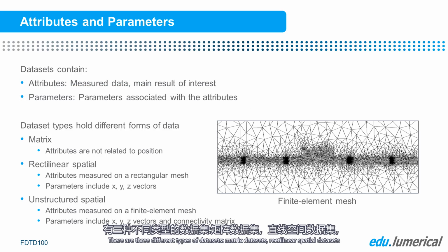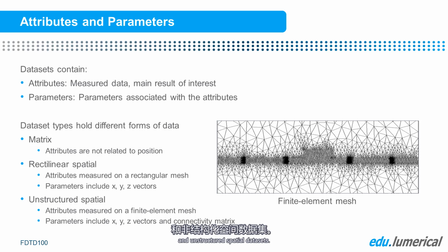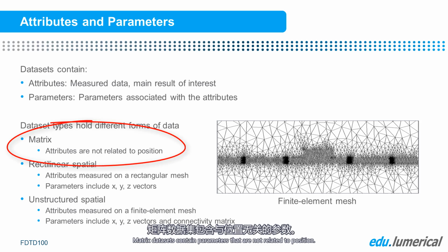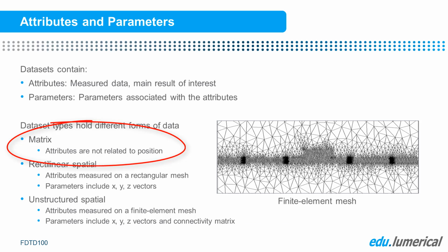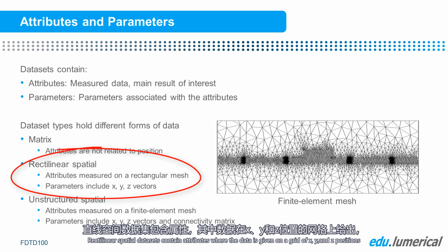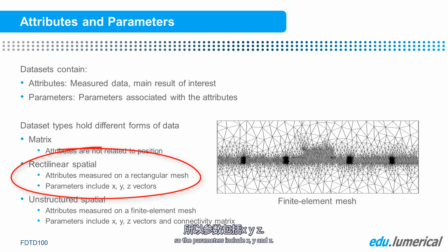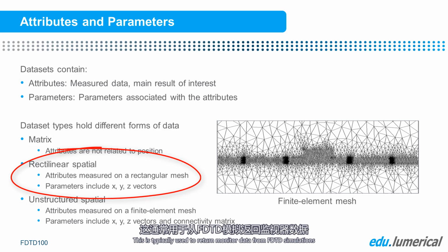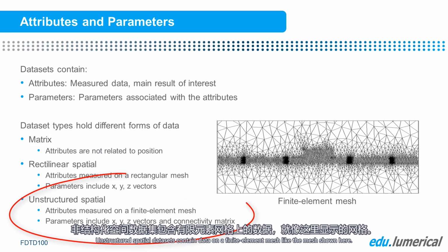There are three different types of datasets: matrix datasets, rectilinear spatial datasets, and unstructured spatial datasets. Matrix datasets contain parameters that are not related to position. Rectilinear spatial datasets contain attributes where the data is given on a grid of x, y, and z positions, so the parameters include x, y, and z. This is typically used to return monitor data from FDTD simulations, since monitors measure data on the rectilinear grid of the simulation mesh. Unstructured spatial datasets contain data on a finite element mesh, like the mesh shown here.